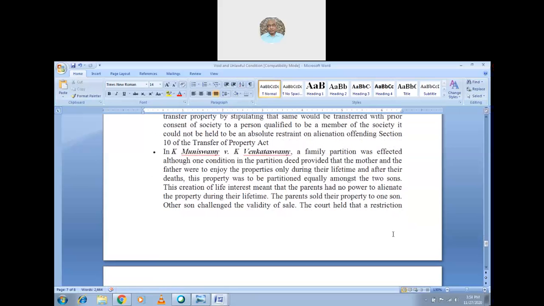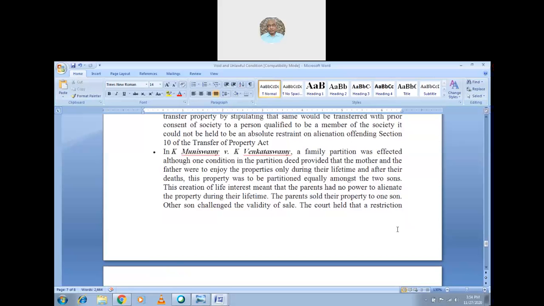Yes. Then another case law, that is Muniswamy versus K. Venkataswamy. This is the case law where a family partition was effected, although one condition in the partition deed provided that the mother and the father are to enjoy the property only during their lifetime, and after their death, this property has to be partitioned equally among the two sons. This creation of the life interest means that the parents had no power to alienate the property during their lifetime.